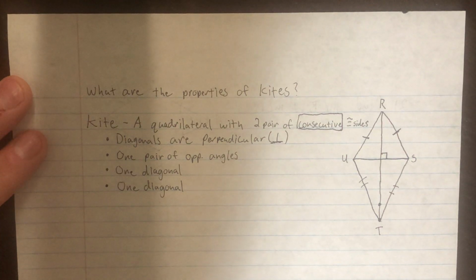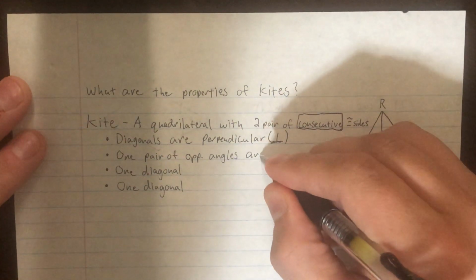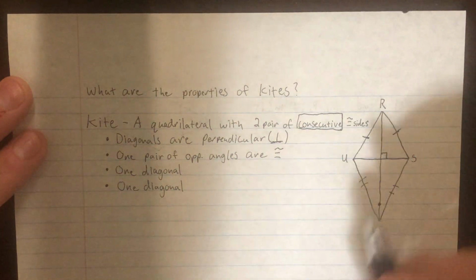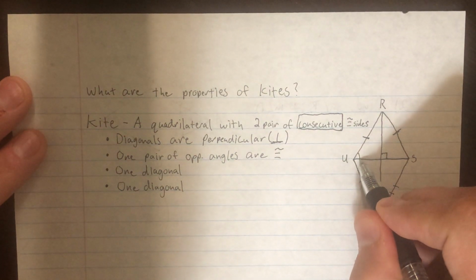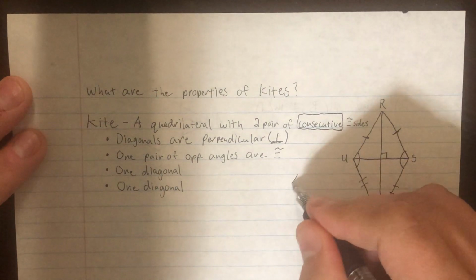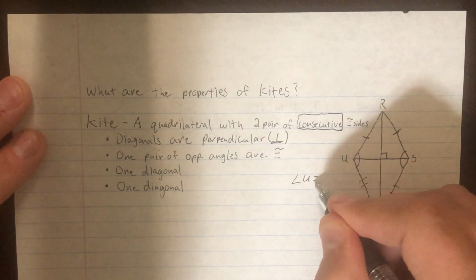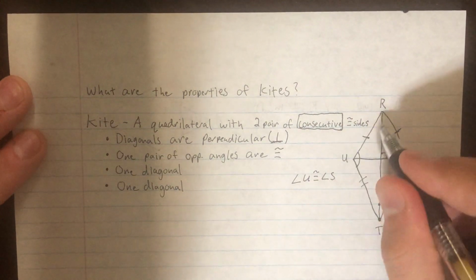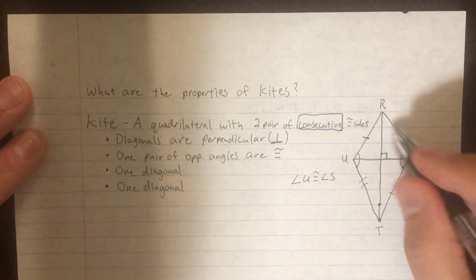One pair of the opposite angles are congruent. Now, it's a little bit tricky to know which ones are congruent. The pair that's congruent are between the non-congruent sides. So angle U is congruent to angle S. The whole thing. Angle U, angle S.